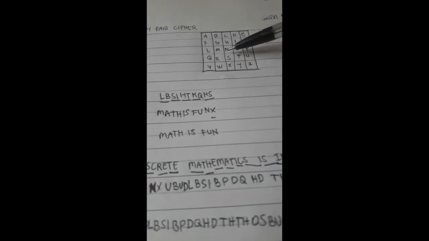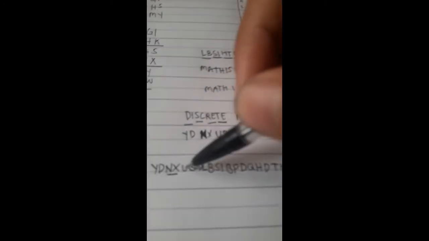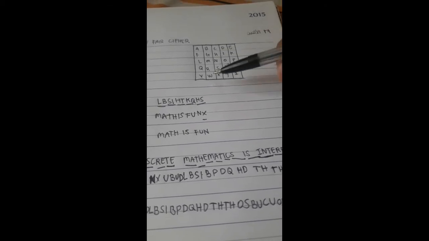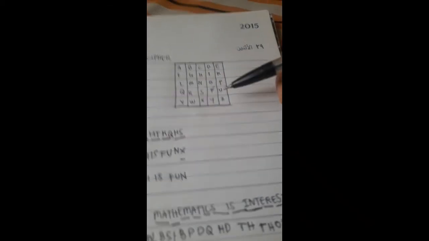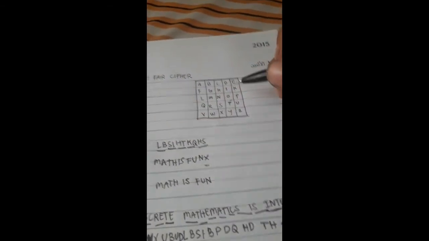So the next is NX. Our NX is in one column, so we go down. The N becomes S, and the X becomes C. Next, the UB is a square, so we take the opposite side. The U becomes R, and the B becomes E. The next is UD, which also has four sides. The U becomes T, and the D becomes E.